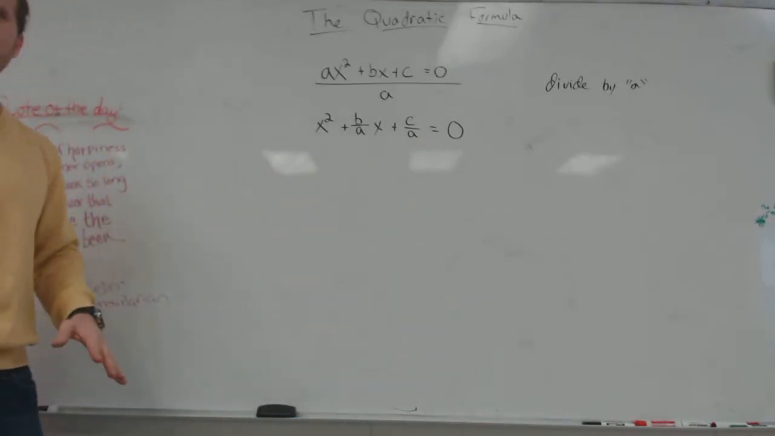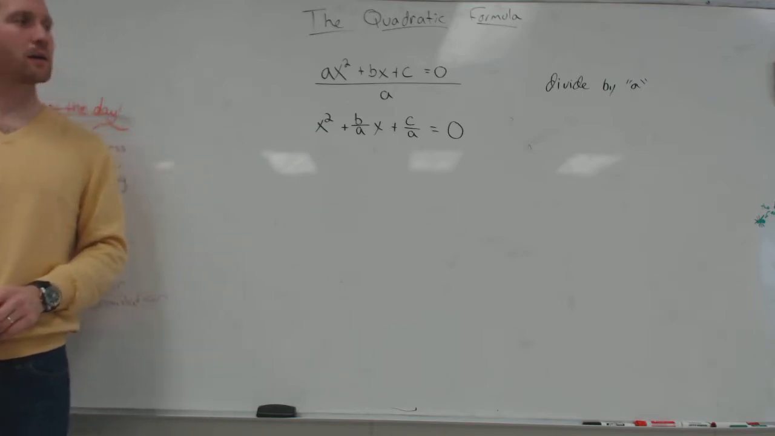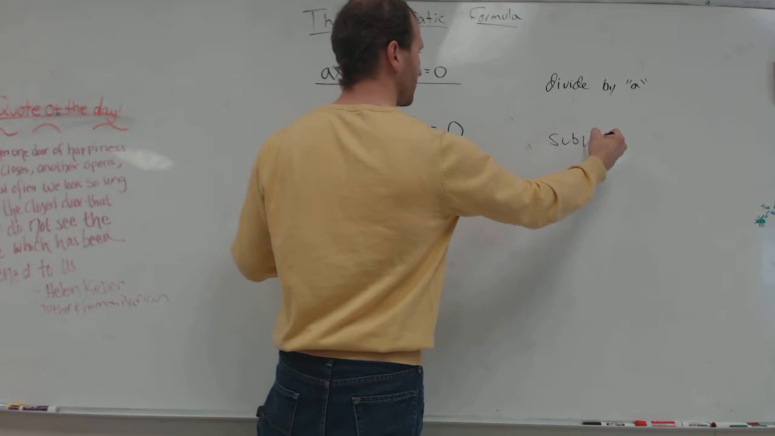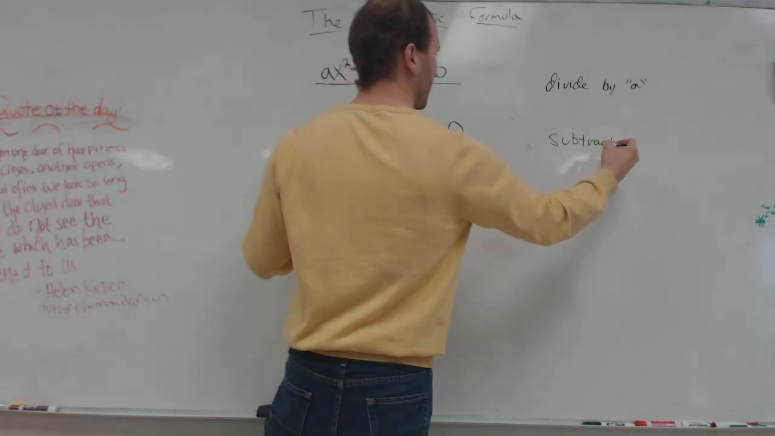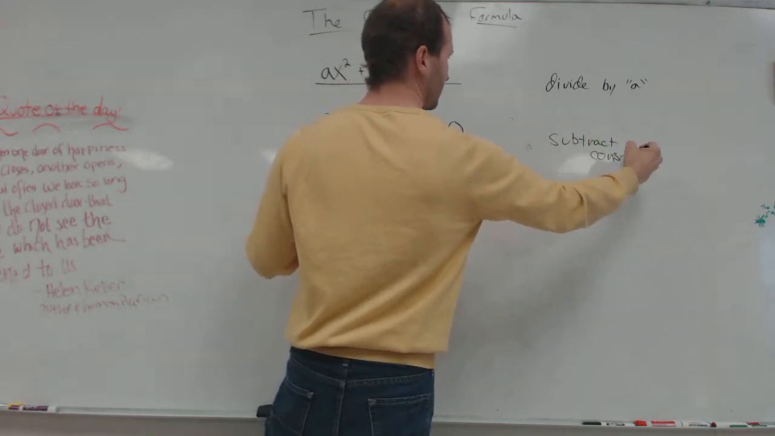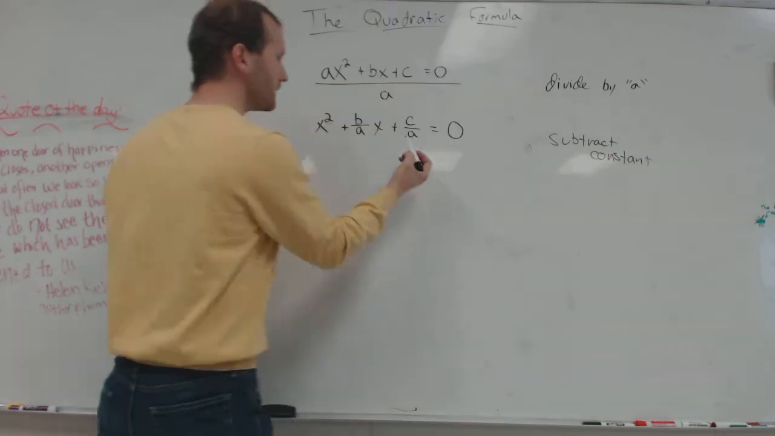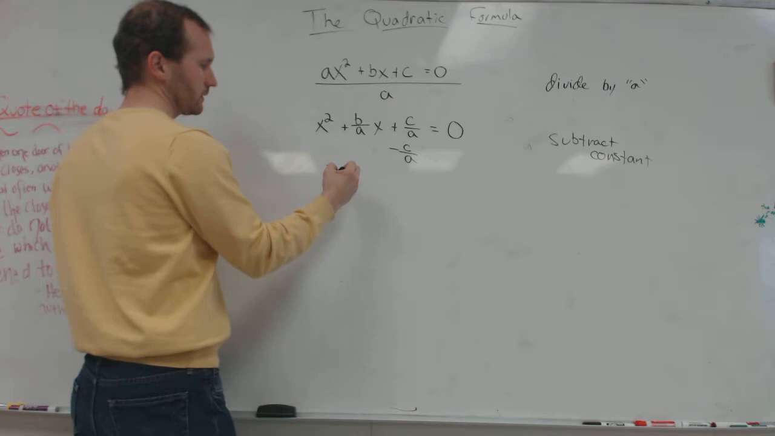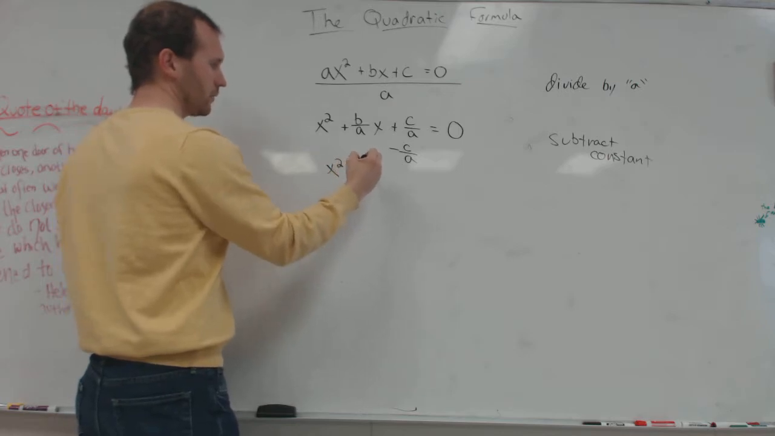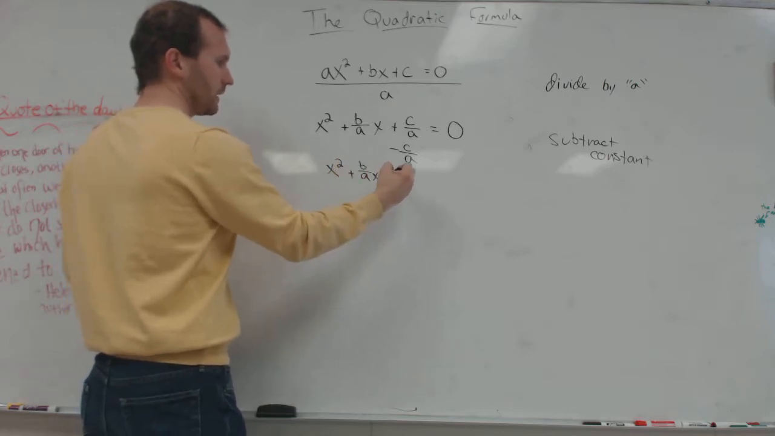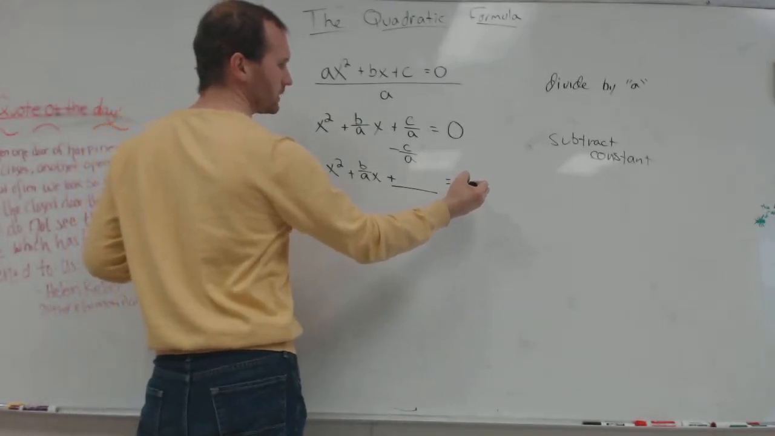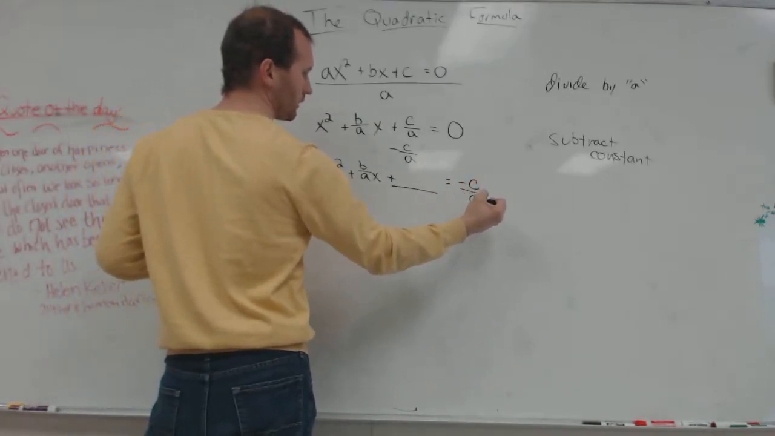What is the next step in completing the square? Yeah, so we need to subtract our constant. And our constant here is c over a. We have x squared plus b over a x, and I'm going to leave a blank there, just like we do with completing the square, equals negative c over a.